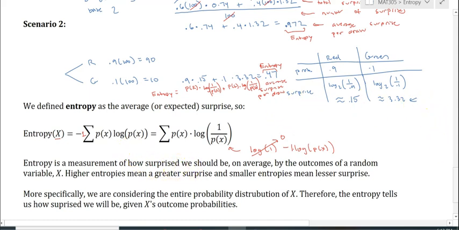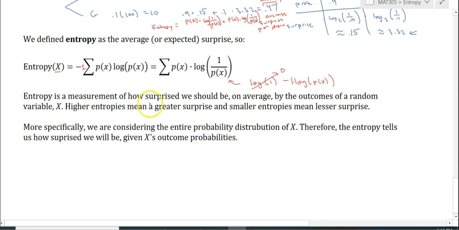So to recap on all of this, entropy is a measurement of how surprised we should be on average by the outcomes of a random variable x. Higher entropies mean a greater surprise and smaller entropies mean a lesser surprise. More specifically, we are considering the entire probability distribution of x. Notice that just like an expected value, our probabilities that we use have to sum up to 1. We have to consider every outcome within that distribution. Therefore, the entropy tells us how surprised we will be given x's outcome probability.